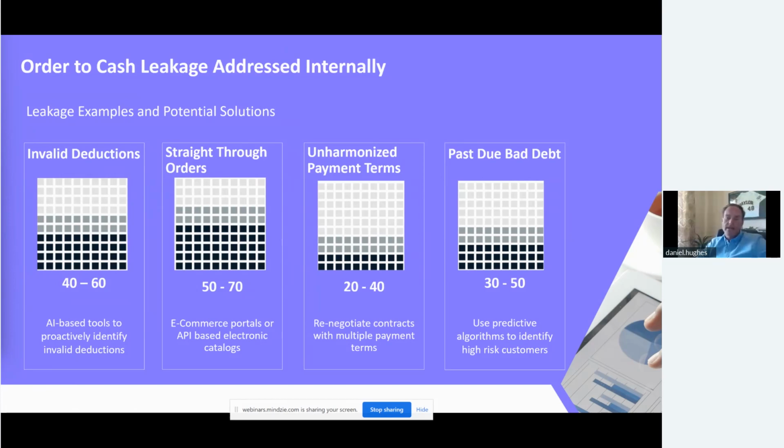And then past due bad debt, right? Do you have past due customers that are paying late, whose invoices are past due, and you've written that off as bad debt when it might be collectible?